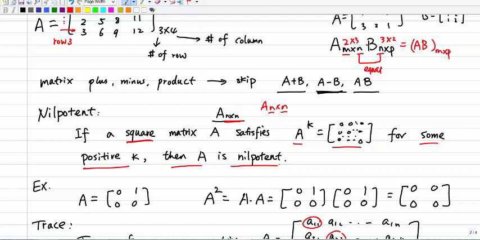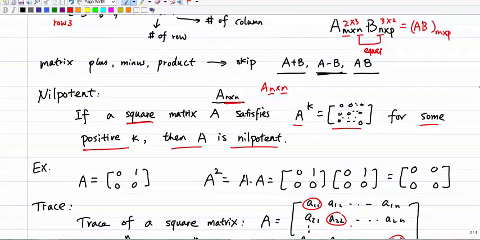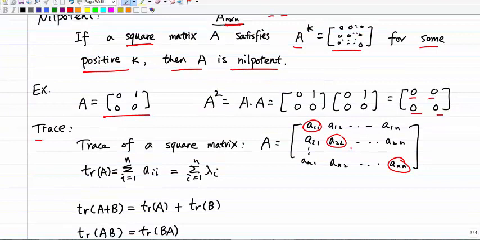For example, if I give you the matrix 0, 1, 0, 0, then A squared will be A times A. You do the matrix product mentioned over here, and the product will become 0, 0, 0, 0. So this matrix A is nilpotent. The next definition is the trace.